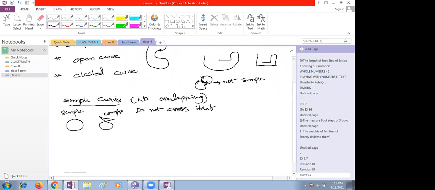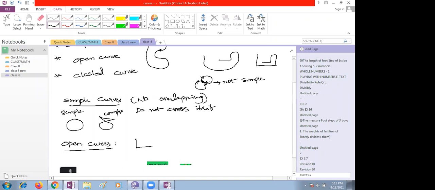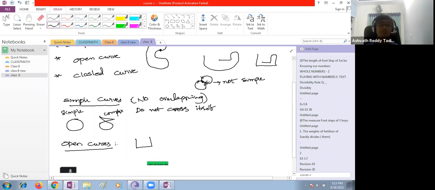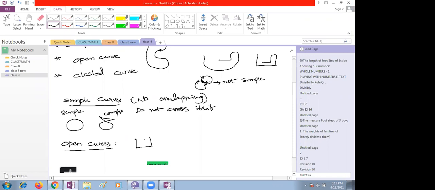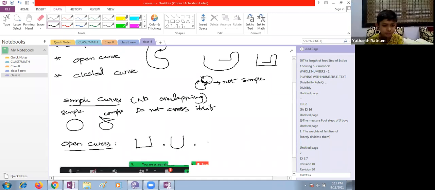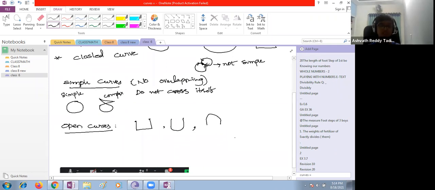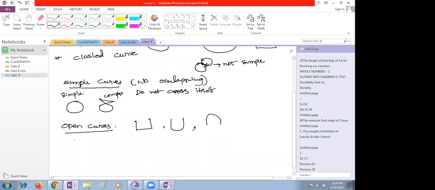Next, what are open and closed curves, children? Open curves are curves where the beginning and the ending points are different. Example, like U, C, N. Is it an open curve or not? Closed curves are curves which have starting point and ending point same. Open curves are curves which have a starting point and ending point in different areas.